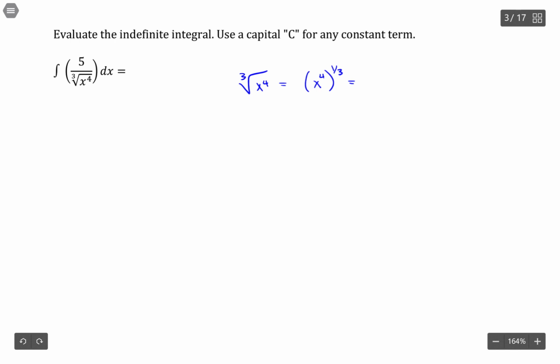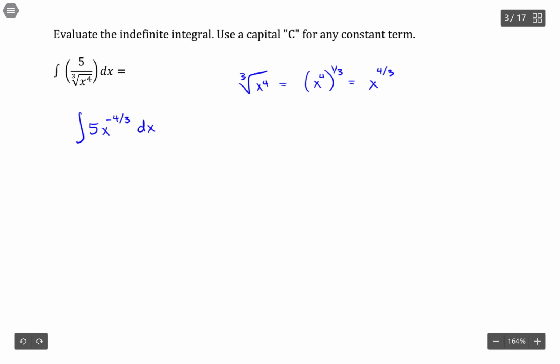So essentially, 4 times a third, because when you raise an exponent to another exponent, you can simplify by multiplying those exponents. This is essentially x to the 4/3 power. Now, because that's in the denominator, we can make it a negative, or x to the negative 4/3 power, and rewrite this as the integral of 5x to the negative 4/3 power dx.